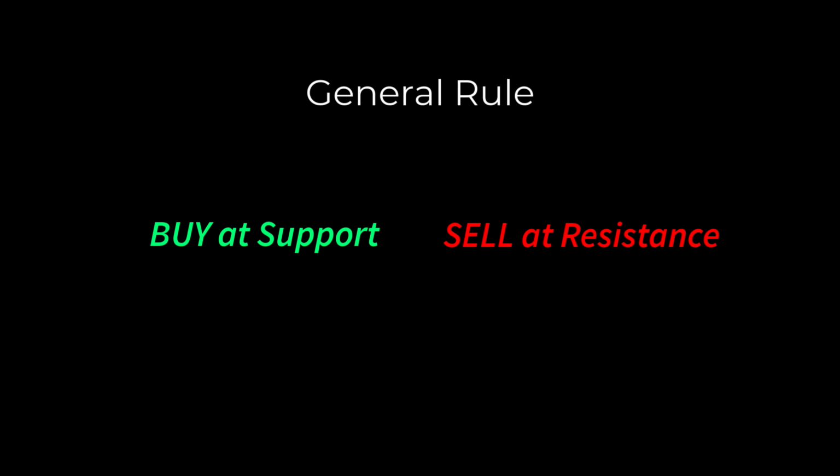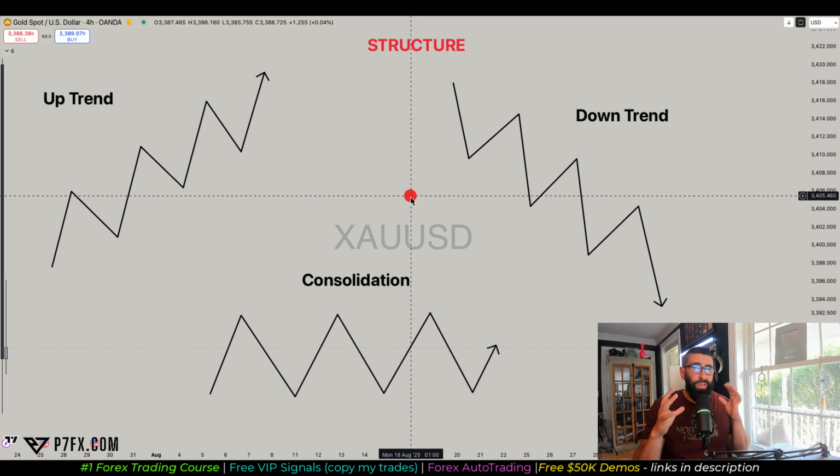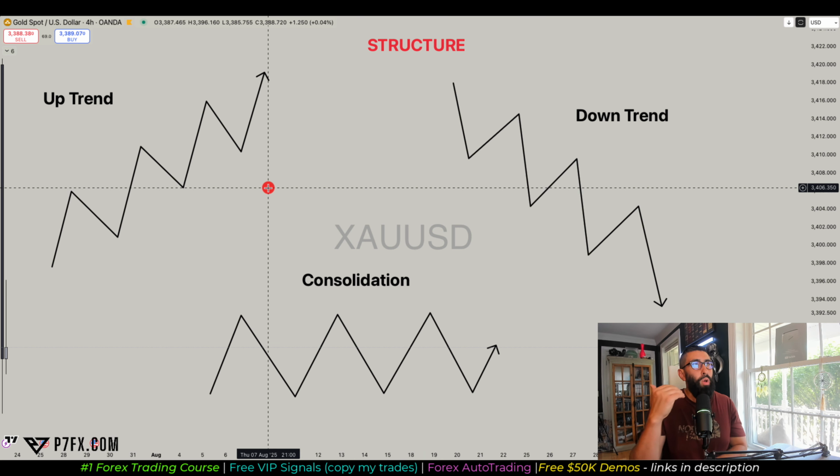Now, as a general concept of trading, when it comes to our buys and sells, we buy at levels of support and we sell at levels of resistance. This is very important to understand, especially for beginners, because when we understand the structure that we're in, that's going to determine the trades we're looking for.